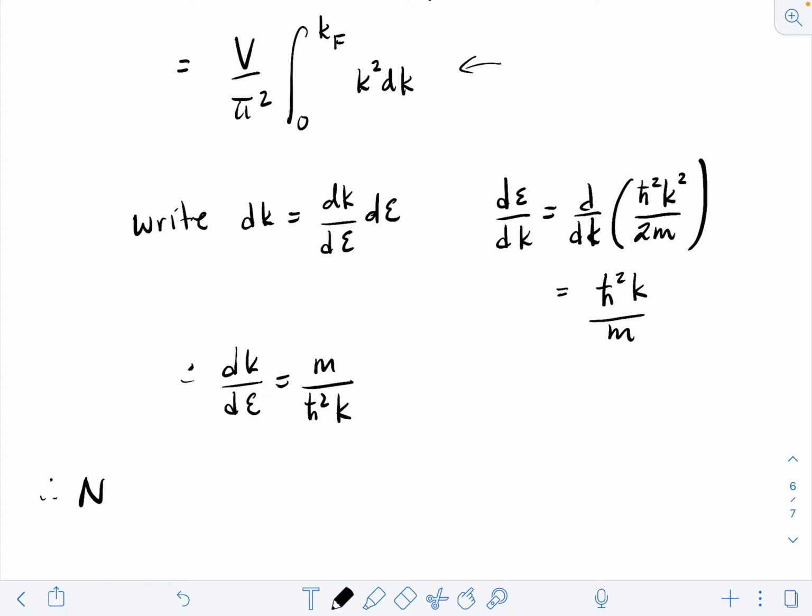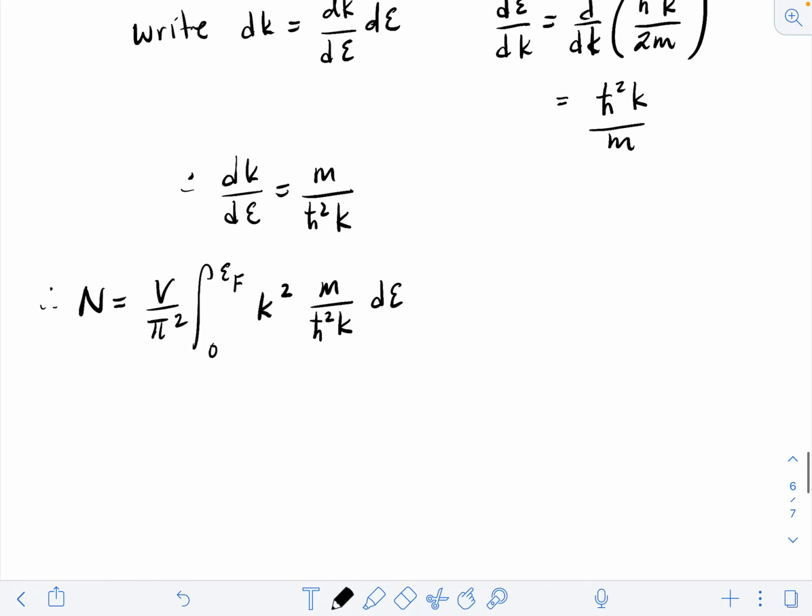So therefore, n is equal to V over pi squared, so that prefactor stays the same. We have the integral from 0 to the Fermi energy now, because we're going to convert our integral to something that's over energy. For now, we'll just keep it as k squared. And then the dk is dk by d epsilon, and so that's m over h bar squared k, and then multiplied by d epsilon. Okay, good.